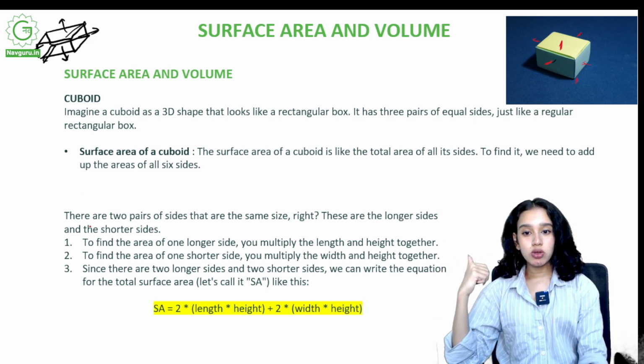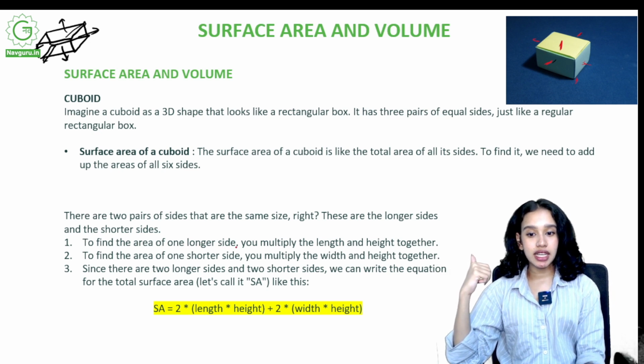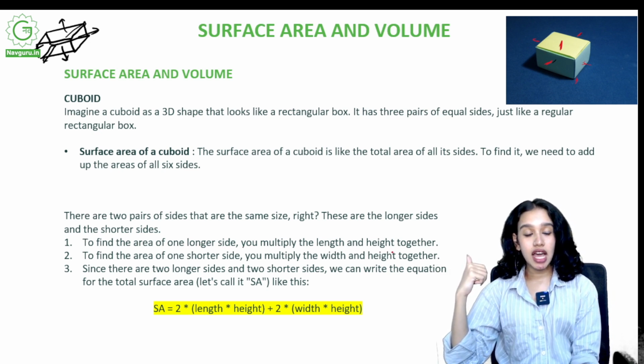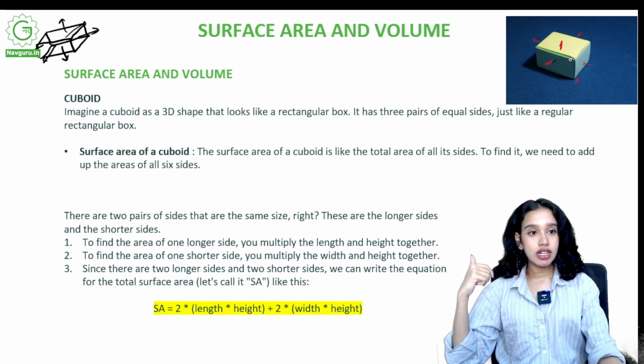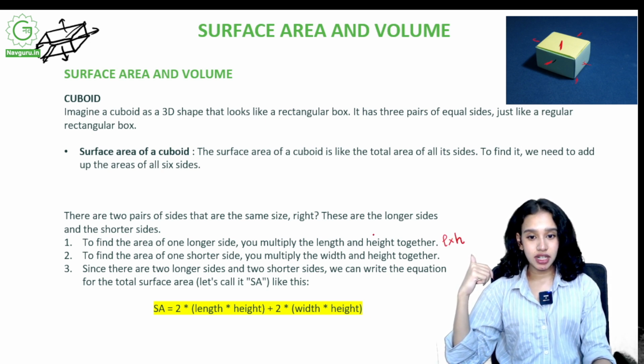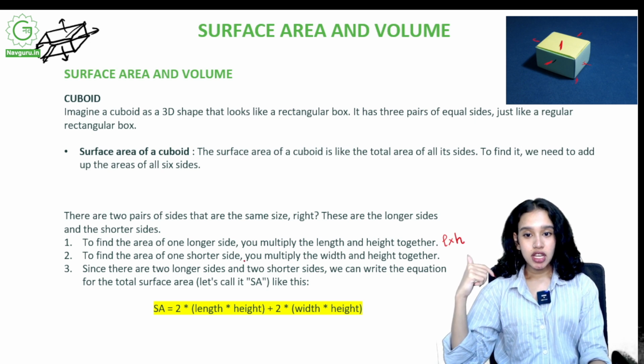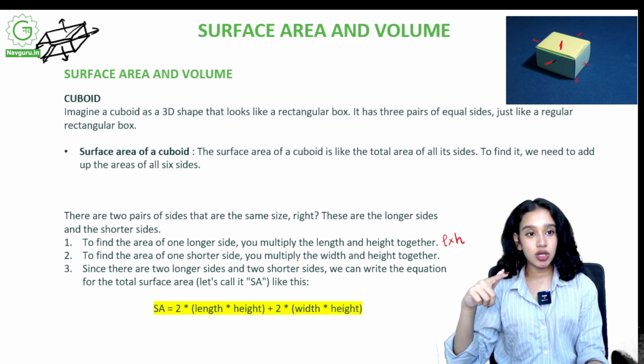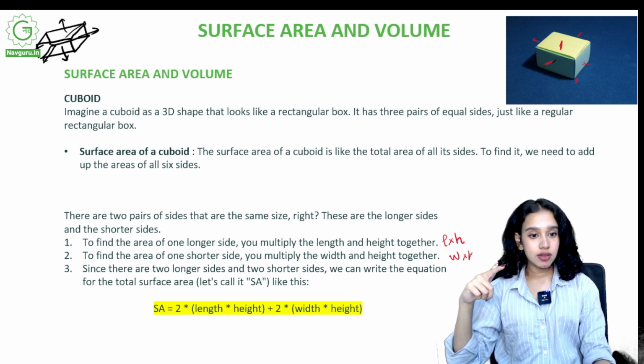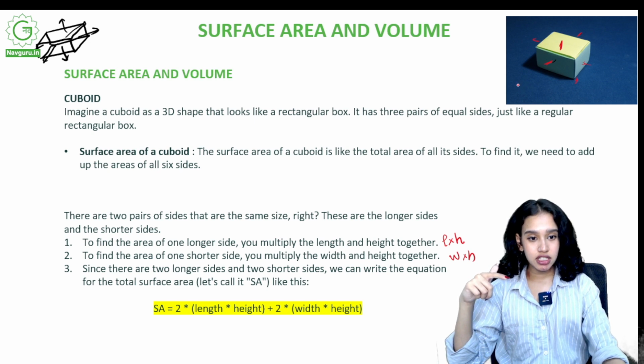So, what do we do? To find the area of one longer side, you multiply the length and the height together. Length into breadth is area. To find the area of the shorter side, you multiply the width and the height together. So, let's say this is length and this is height, right? Here this is width and this is height, right?